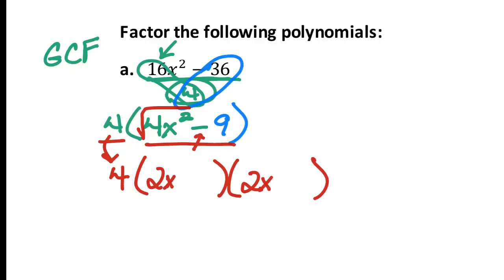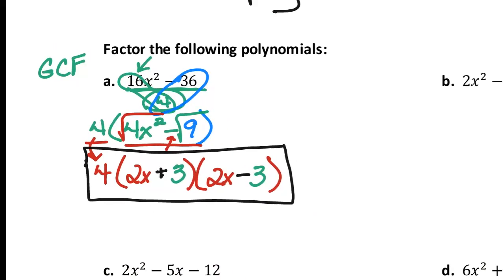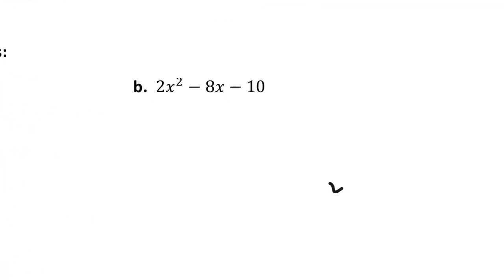All right. What's the square root of 9? What times what gives you 9? 3. What sign do I need in my first set of parentheses? Plus. And what do I need on the second? Minus. There is your factorization. Okay? Any questions on that first problem? All right. Let's take a look at B. Take a look at B.